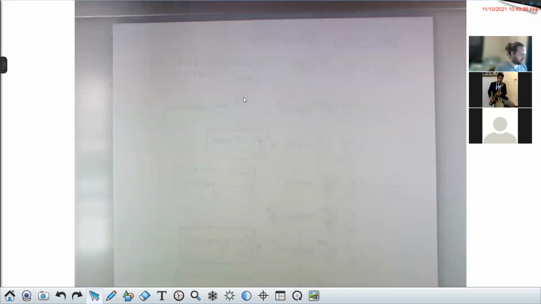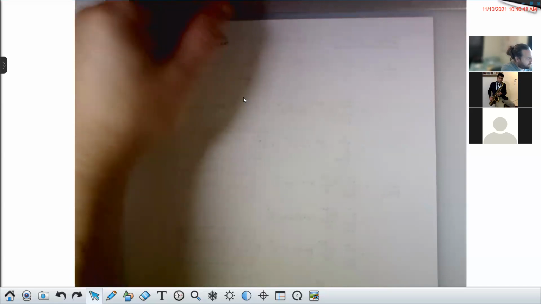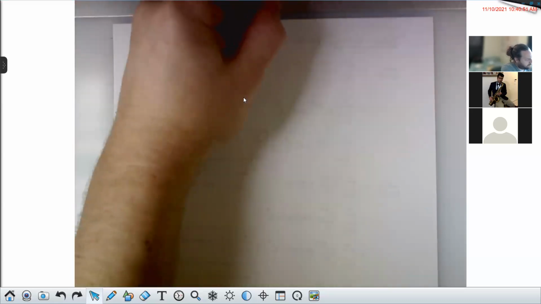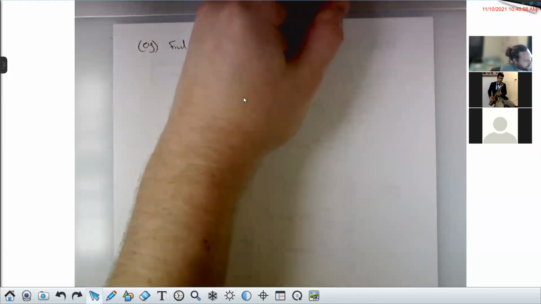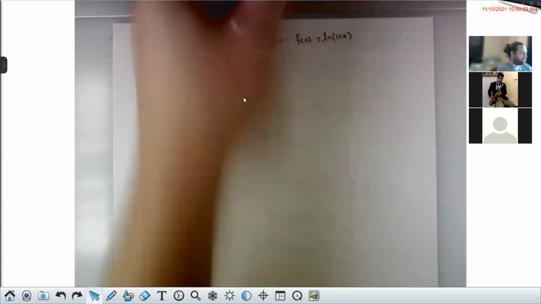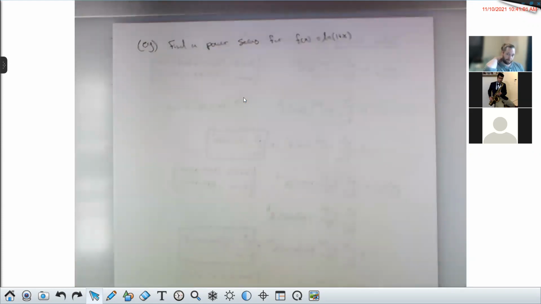In the next section, which is 11.10, we will discover a few more: sine, cosine, e to the x, stuff like that. But the last thing we're going to do today is find the power series for f of x equals the natural log of 1 plus x. The natural log of x is undefined at 0, and I'd like to center my series at 0, so I have to use ln 1 plus x or 1 minus x or something like that.